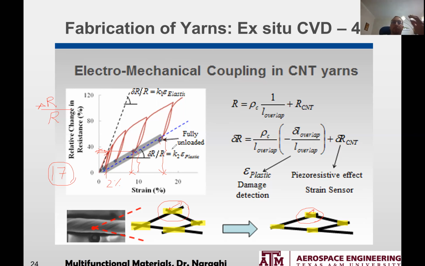So we can use that as a way to also investigate damage in the material if we can define damage as excessive deformations. So the first component, the linear component, is the piezoresistive effect. The second component is related to changes in the overlap length, which results in this yellow zone versus this yellow zone, which results in an increased resistance. So I'm going to stop here and continue in the next slide.